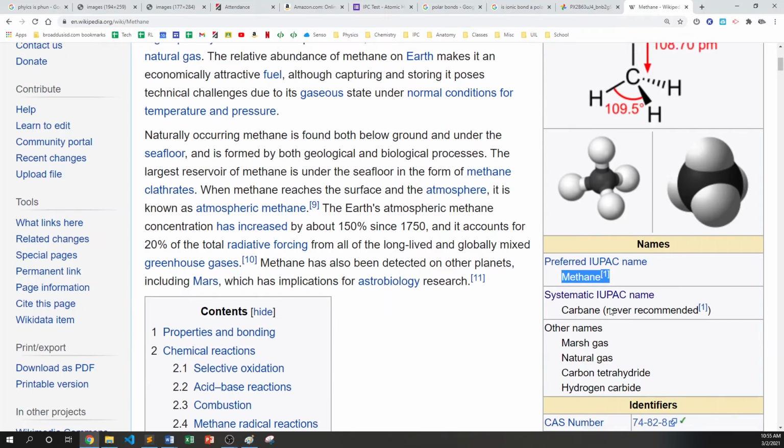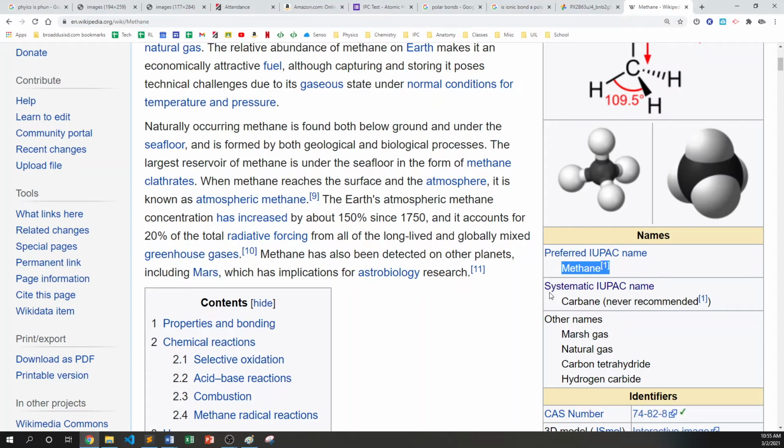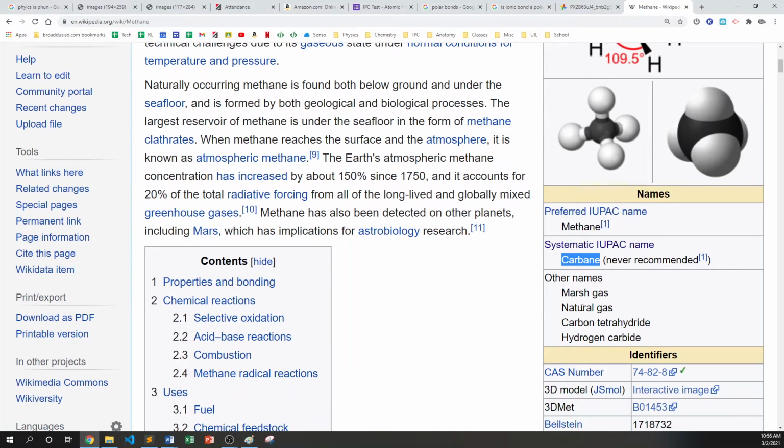Because this is a family of chemicals, and this family of ANE ending chemicals, this is the preferred way of naming it. The systematic name is another way of naming this. This is if you just loosely follow the rules without any thought or reason. It's never recommended. It has a preferred name instead. But we do see that one of the rule systems is carbon tetrahydride.